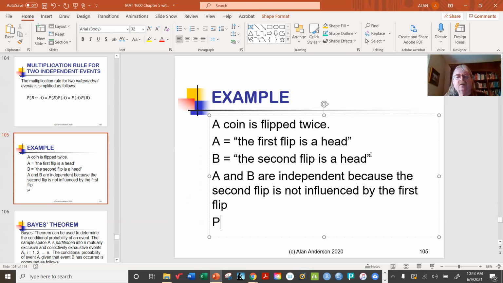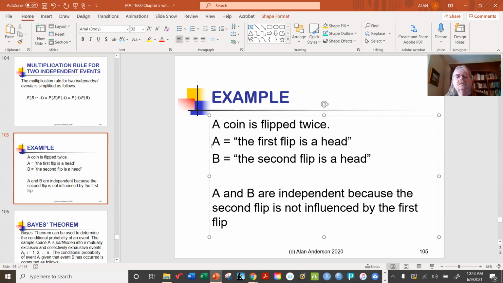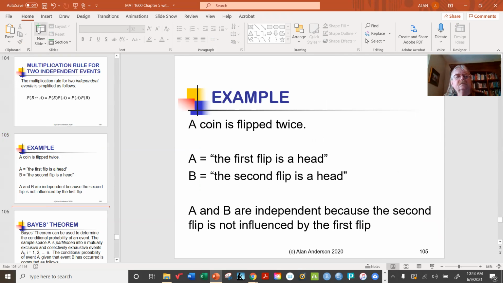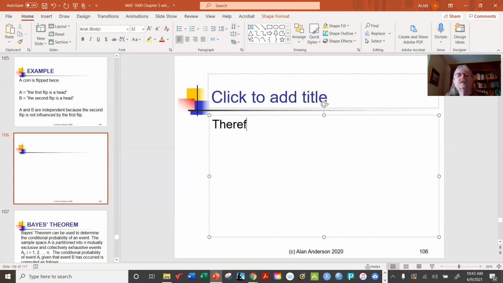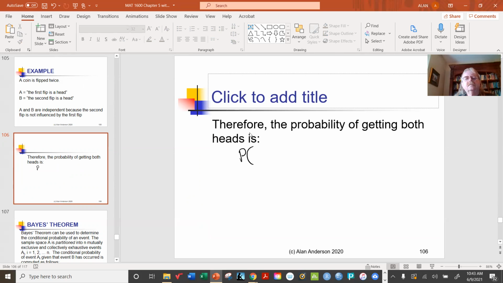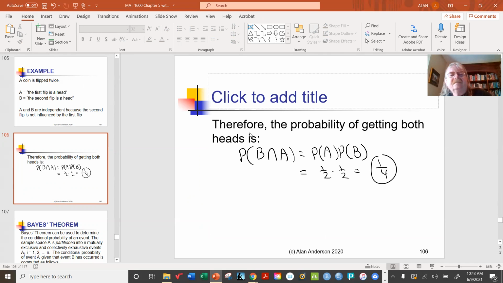Therefore, the probability of getting both heads is, it's just a quarter.